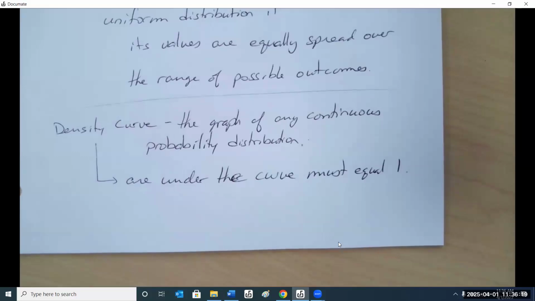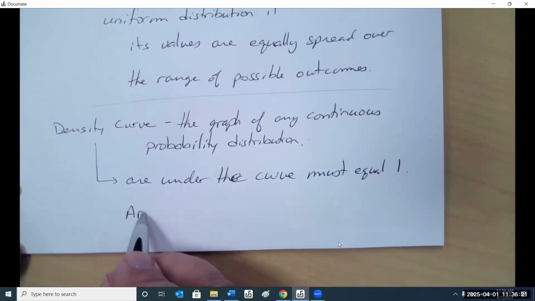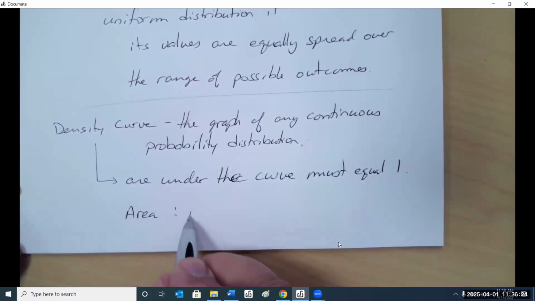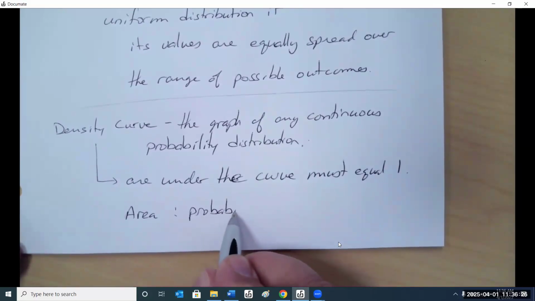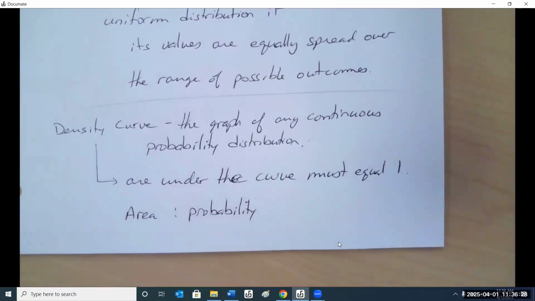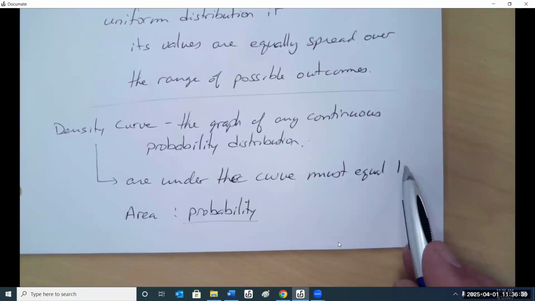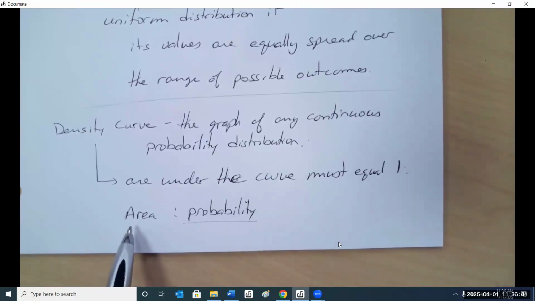Now, this is what gives area and probability a connection. Because remember, the sum of all your probabilities has to equal 1, and the area under the curve, all of those together, has to equal 1. So each area under a curve is equal to a probability of some sort.